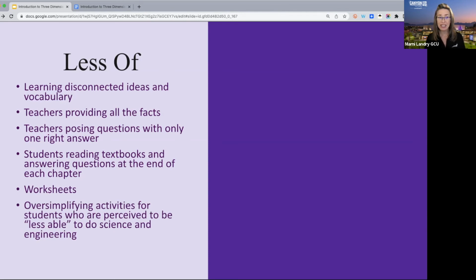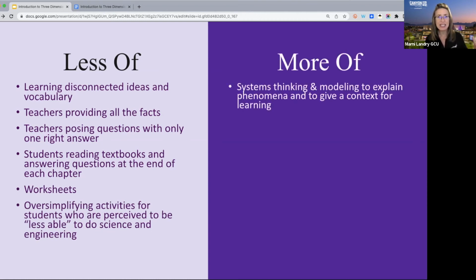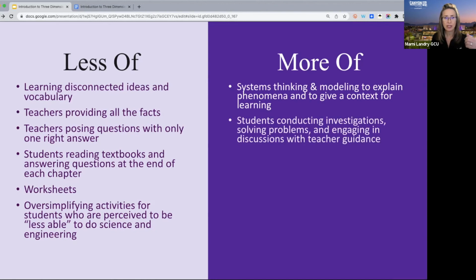And finally, we want to see less of oversimplifying for students that we think or perceive not able to do authentic science and engineering. They are all capable of doing some type of authentic science and engineering. What we want to see more of are thinking in systems. Students getting the opportunity to explain how they think a phenomena is happening, letting them build on that explanation. Students investigating those phenomena, solving a problem in creative ways, maybe coming up with different ways to solve a problem.